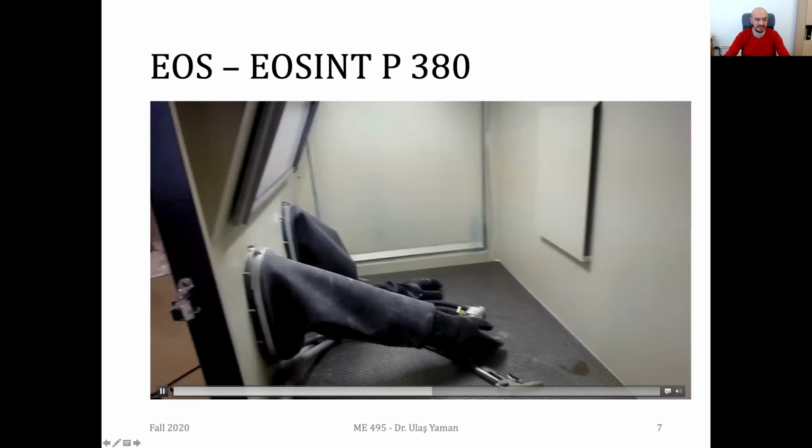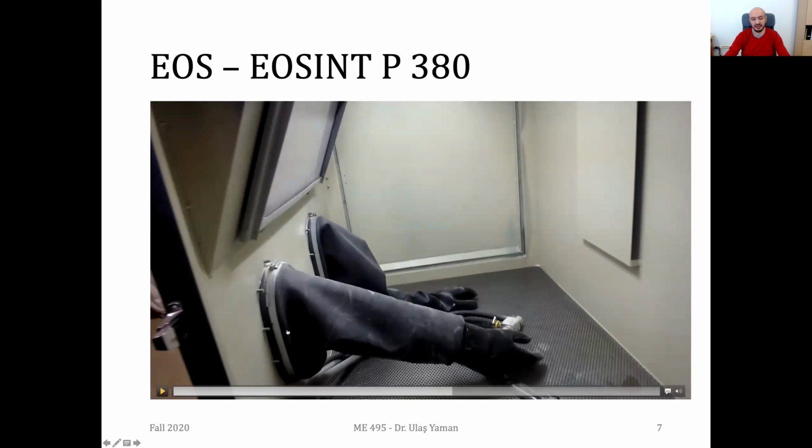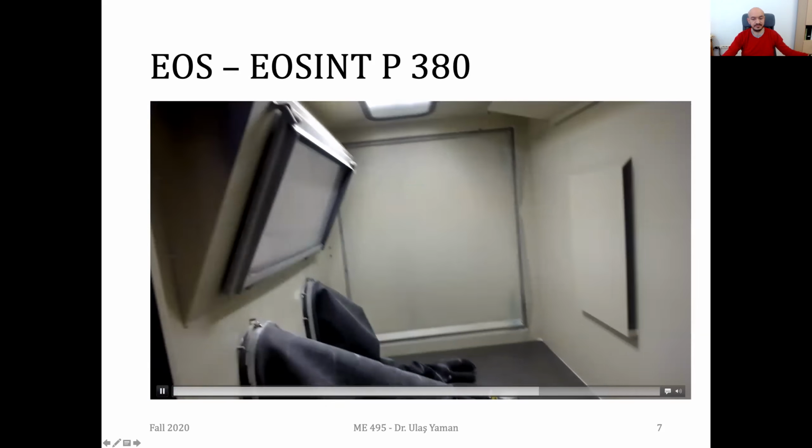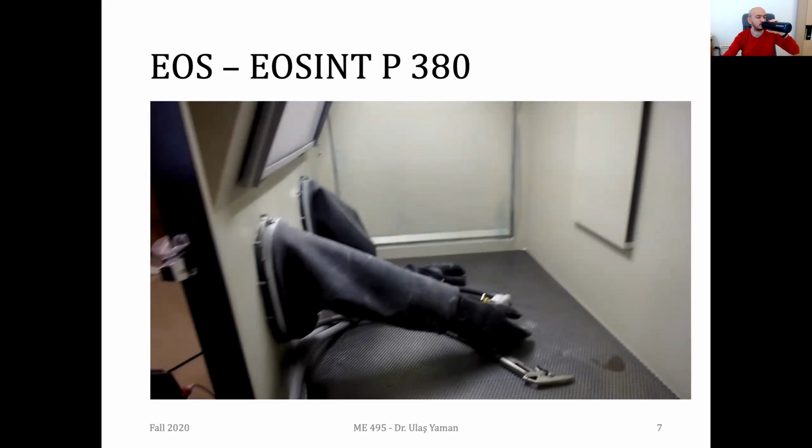You can see here the gloves. You put your hand into it, and then by using this air jet, you clean your part of powders. You need to do it by using special equipment.